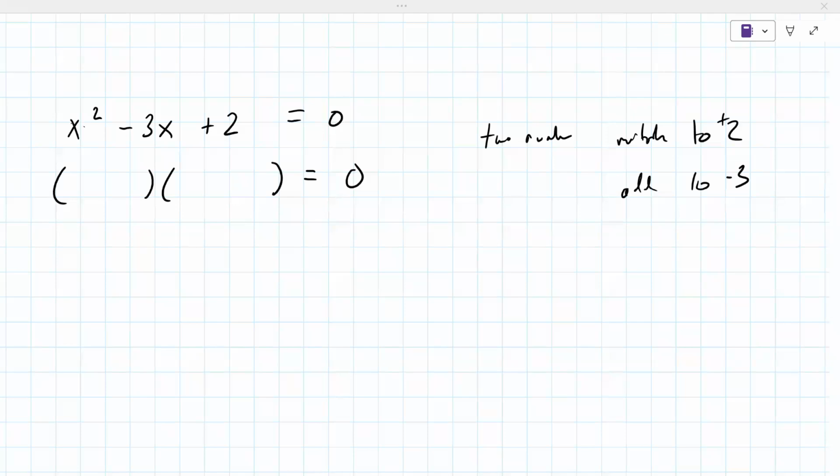So should it be x minus 2? Yep, that's one of them. And then x plus 3. No, minus 3 or 1. So the reason it's 1 is those multiply to 2.